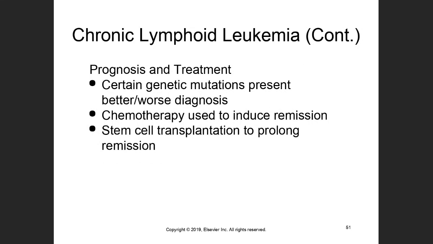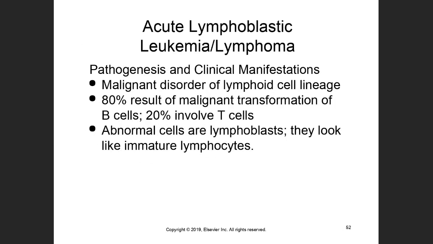Prognosis and treatment: certain genetic mutations present better or worse prognosis. Chemotherapy is one of the main treatments, and also stem cell transplant. Okay? In leukemias, stem cell transplant is really widely used, okay? Because the outcome is really good.